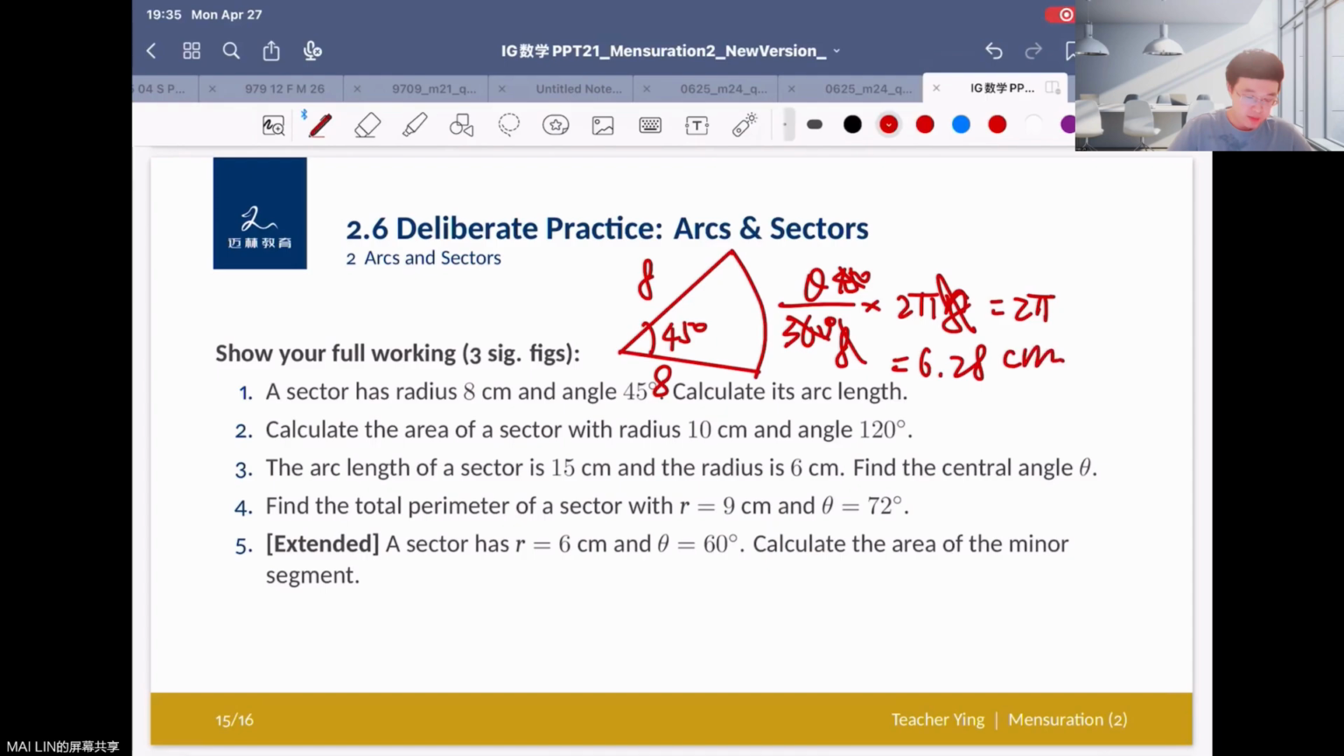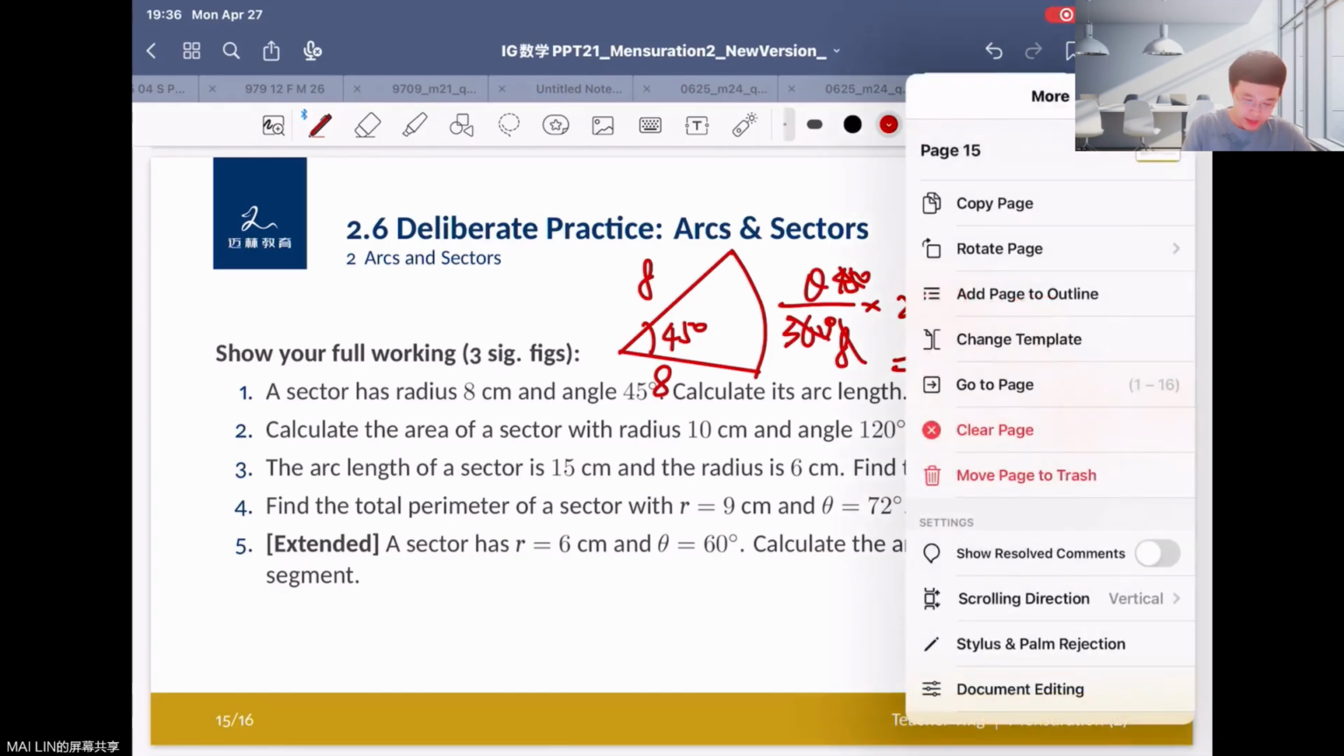And for the second problem, calculate the area of sector with radius 10 centimeter and angle 120 degree, okay? So we can say here that the area of a sector is pi r squared, right? Then times the part of the total, that is 360 degree as our final or total angles, okay? So we can say here radius 10 and this is 1 over 3. So finally, the area here is 100 pi over 3, okay? That is for the second problem.